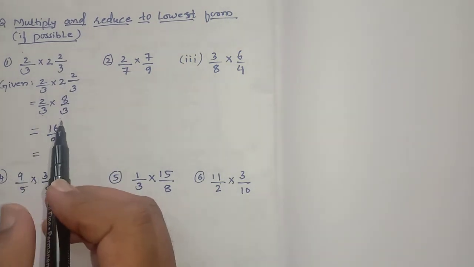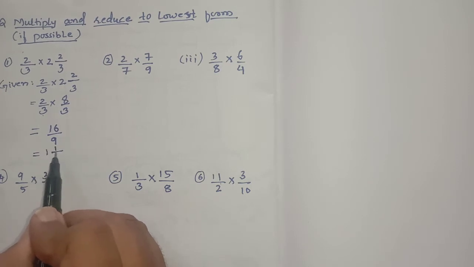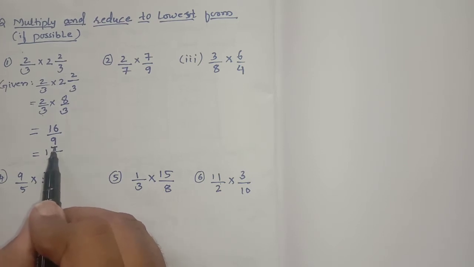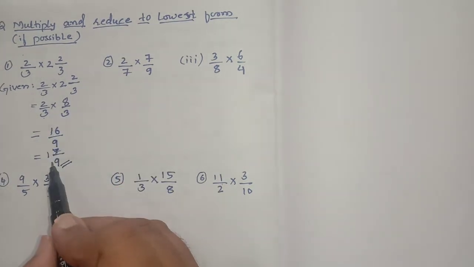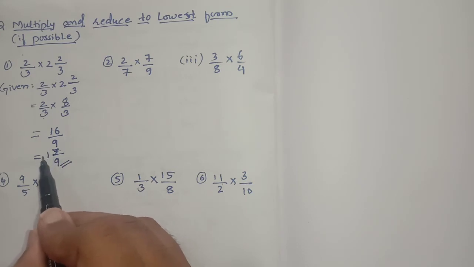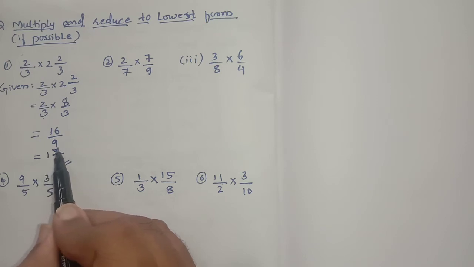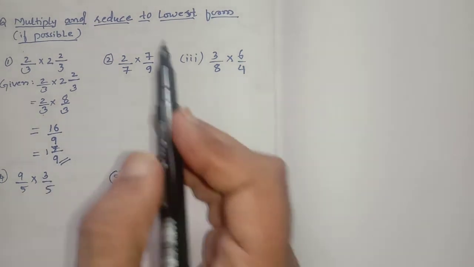This can be written as 1 by 7 by 9, students. See here, we converted that into the lowest form, that is improper fraction. 9 ones are 9 plus 7, that is 16, student. So this is our answer, 1 of 7 by 9.